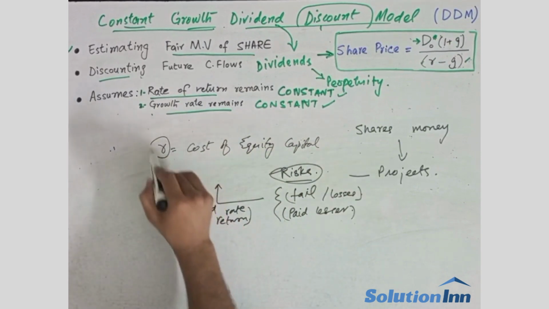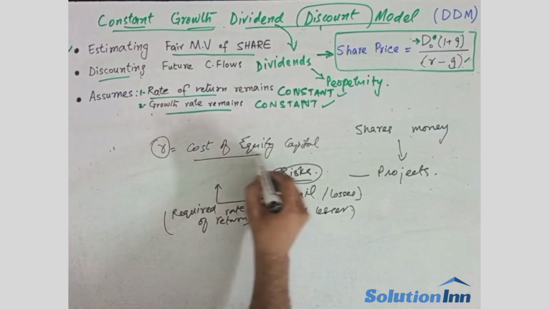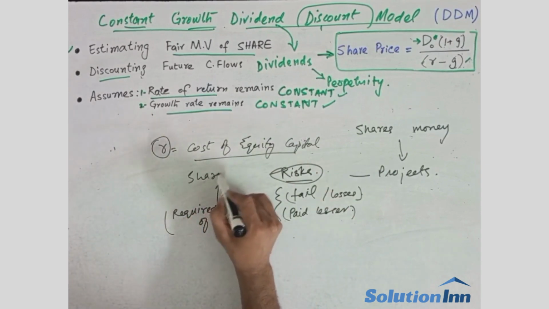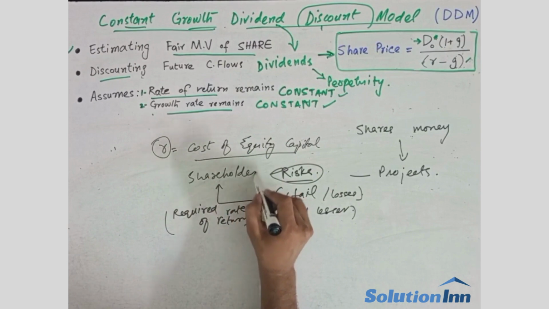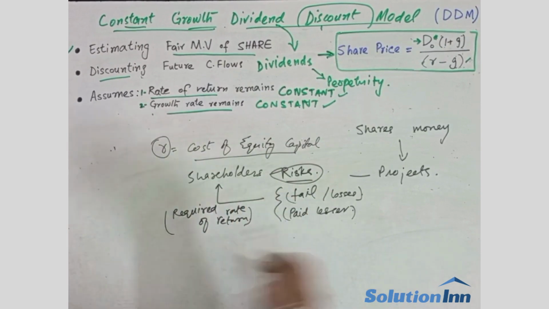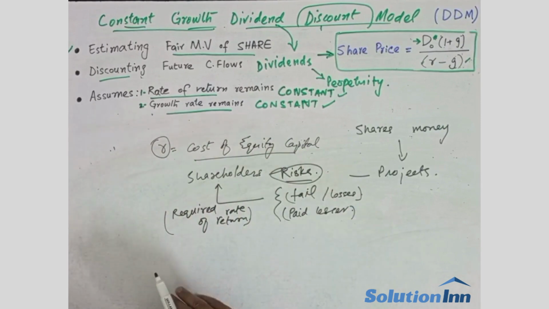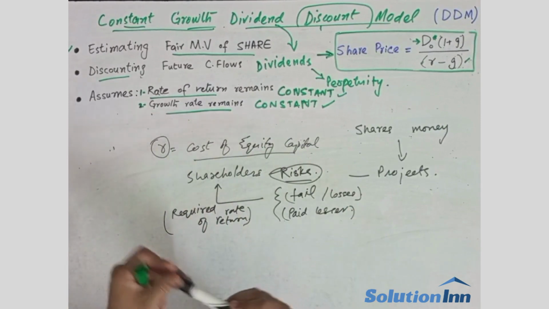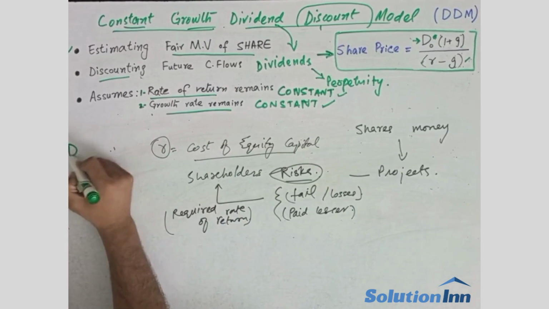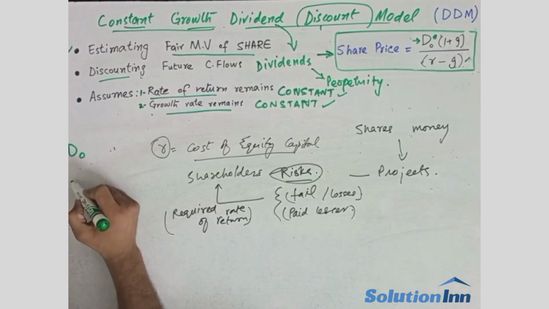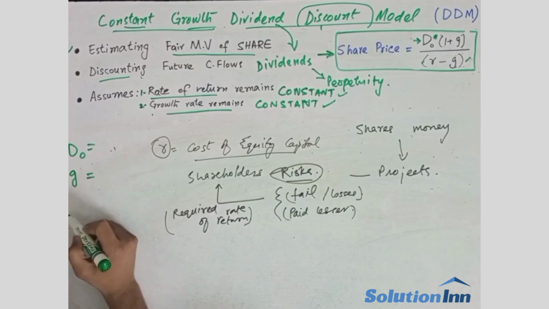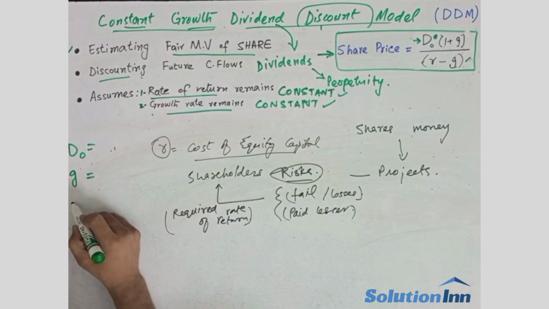So the R is the cost of capital that shareholders are requiring from the company against the risks they face. So we have all three components. We have learned about the D, dividends. We have learned about the growth rate. And we have now learned about the rate of return.